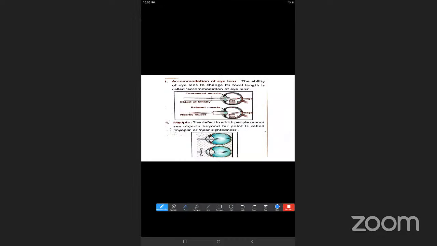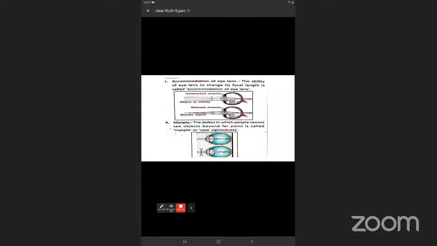And next, myopia. In this chapter, myopia, hypermetropia and presbyopia are three very, very important topics. Myopia is the defect in which people cannot see objects beyond the far point. It is called myopia or nearsightedness. We'll discuss this myopia briefly in the chapter.